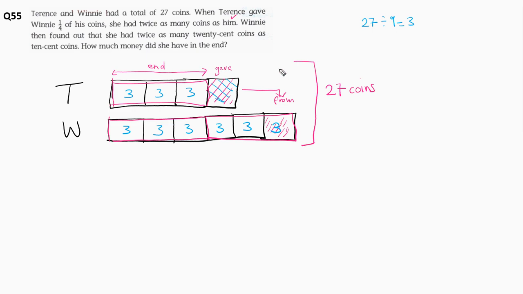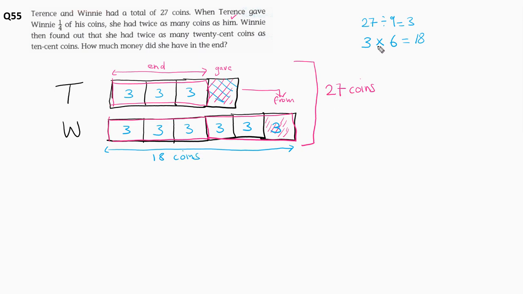Because in order to work out this bit, we need to know how many coins Winnie has. So what does she have? 1, 2, 3, 4, 5, 6. She has 3 times 6. So 3 coins times 6, and that is 18. Okay, so Winnie has 18 coins.